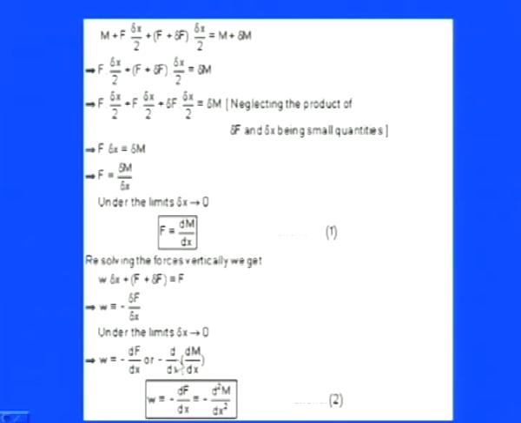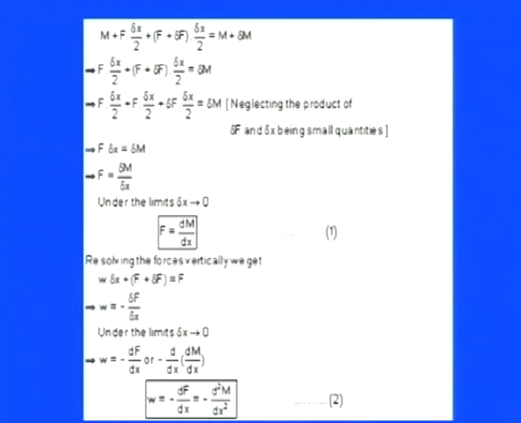So we have d2M by dx squared. The meaning is pretty simple: whatever the load application is, the load is coming on point C, and the magnitude of this load can be easily calculated by the first derivative of the shear force with respect to x.